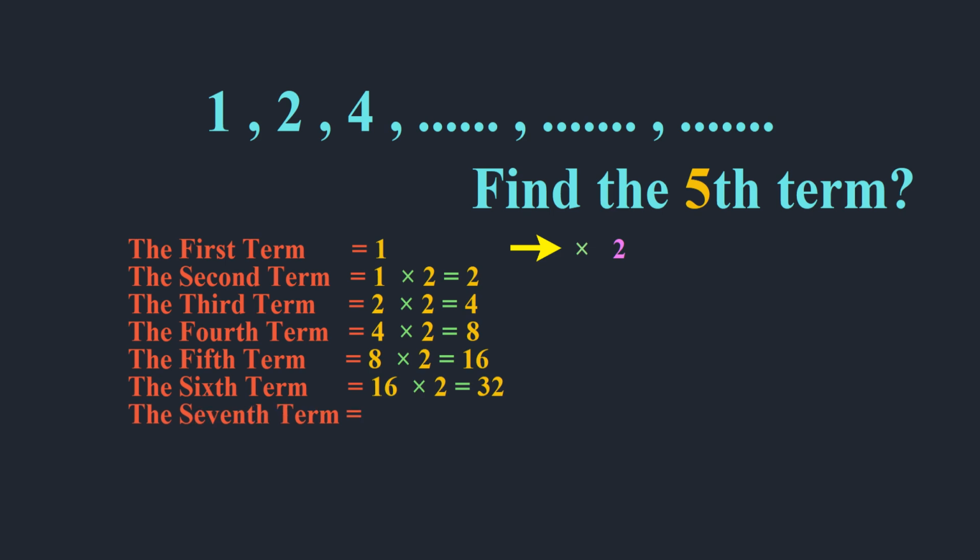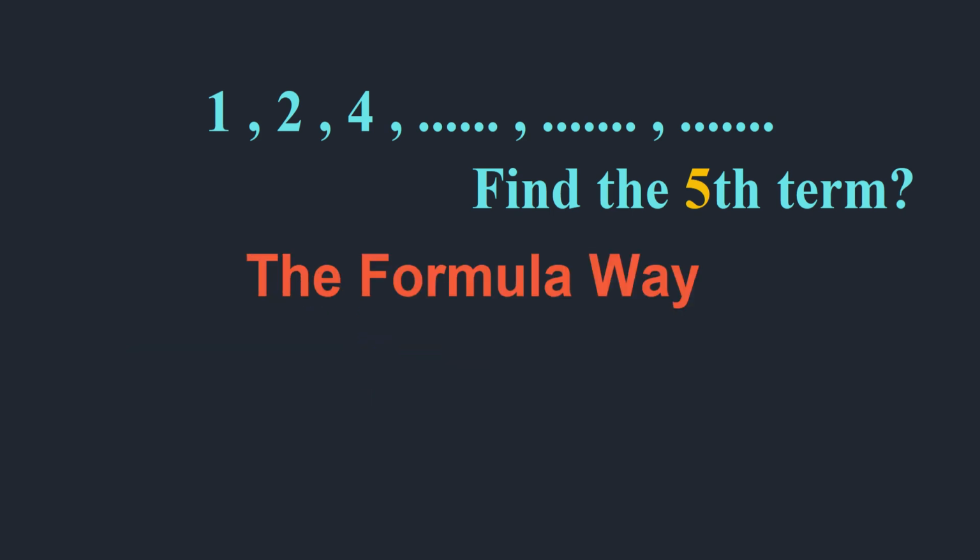And the seventh term is 32 times 2, which equals 64. And for our problem, we want to get the fifth term, which equals 16. And this is the solution by using the manual method. Let's solve the problem by using the second method, which is called the formula way.